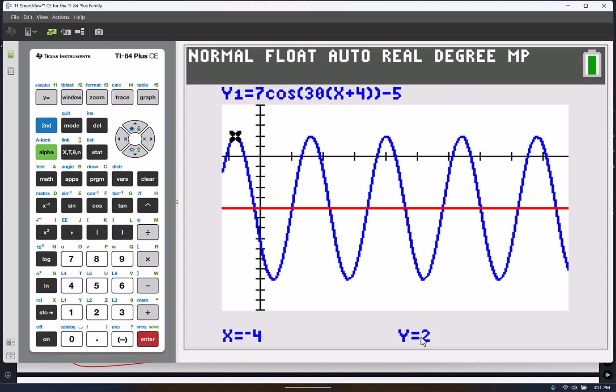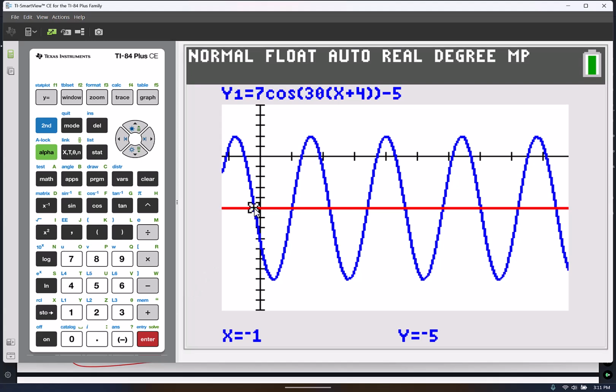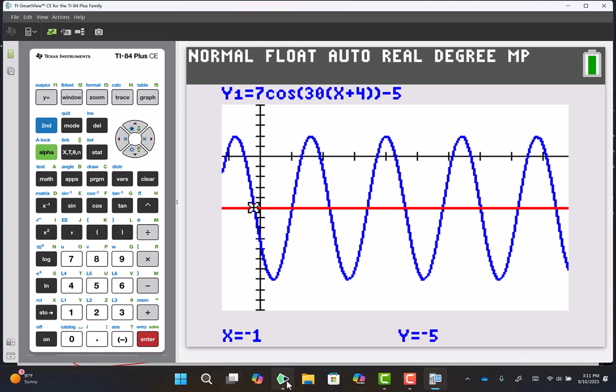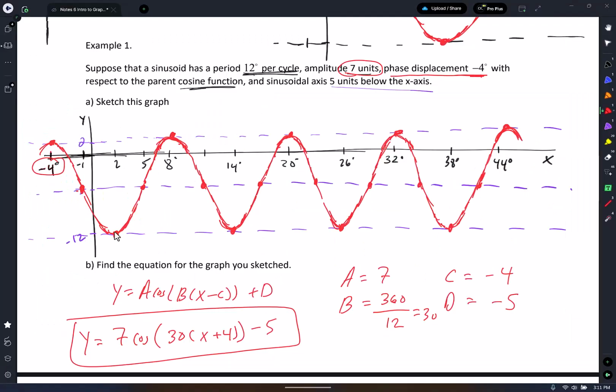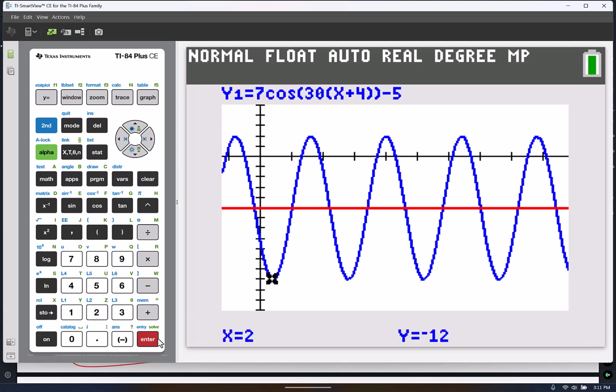That's what it was. That's my max. You don't have to push trace again. I can just go -1, enter. And check it out, at -1 I am at my midline, -5. At 2, I better be at the lowest. So I'm going to push 2, and push enter. And voila, I'm at the lowest, -12.